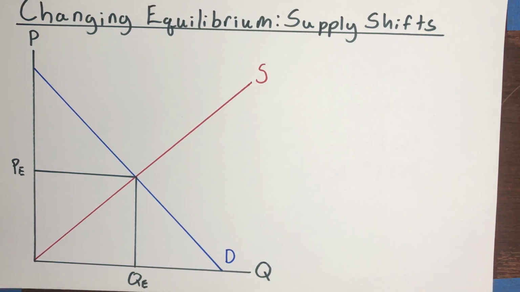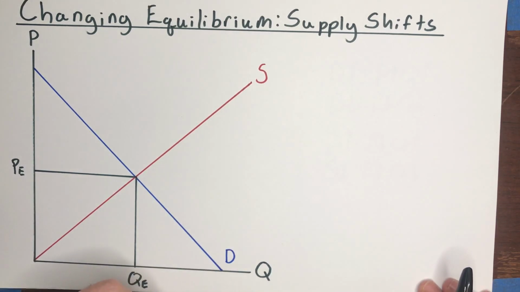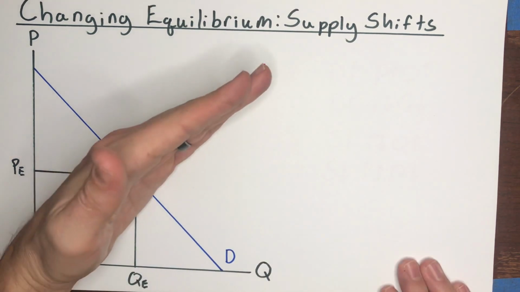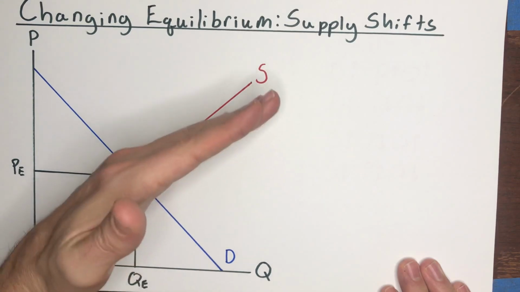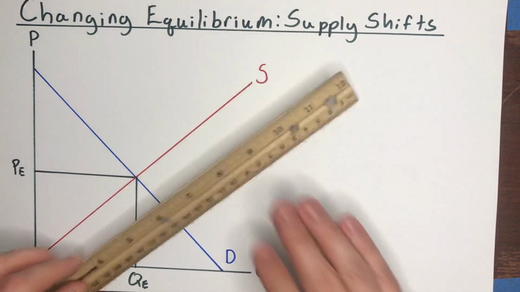Okay, this is, like I said, a cheap fertilizer, and so it makes it so that for any given price, sellers would be willing to sell more units of orange juice, or for any given quantity, they could sell it to you at a lower price. Okay, what would that mean? That would be a shift in the supply curve down and to the right, because the prices at which the sellers are willing to sell are going to start falling.